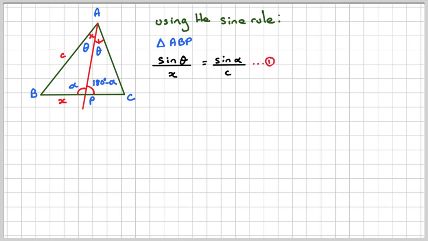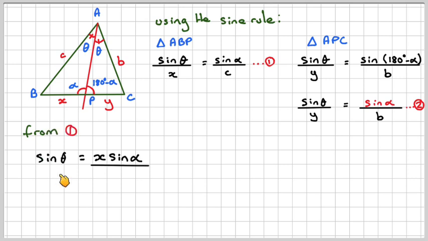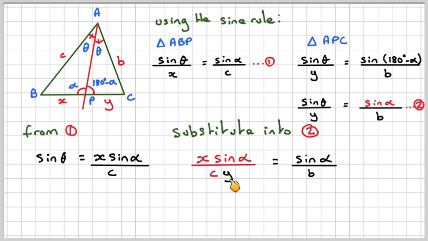So sine theta over X is equal to sine alpha over C. Call that equation 1. We're going to call this side B and this side Y. Using this triangle here, sine theta over Y is equal to sine 180 minus alpha over B. Now, the sine of 180 minus alpha is in fact the same as sine alpha, so sine alpha over B, and we'll call that equation 2. From 1, we make sine theta the subject, so sine theta is X sine alpha over C. We substitute that into equation 2 instead of sine theta, so we have X sine alpha over C times Y, which is equal to sine alpha over B. The sine alphas cancel out, and we end up with the ratio X over Y equal to C over B.